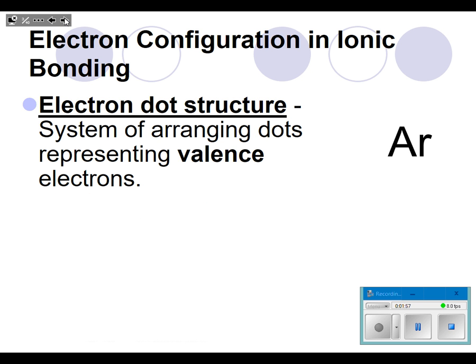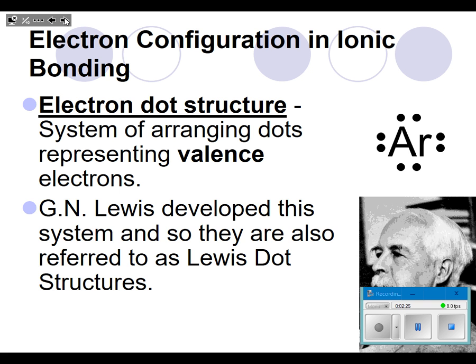All right, now when we're doing an electron dot structure, there's a system of arranging the dots that represent just the valence electrons. And if we look up argon, argon has 18 overall electrons, but it's in column 8A. Since it's in column 8A, it gets 8 dots around it. So when we put those dots, we put 1 on each side like a box, and then we partner those up, and we can make them pairs of electrons. This was actually developed by a scientist named G.N. Lewis, and so we'll also sometimes refer to these as a Lewis dot structure.